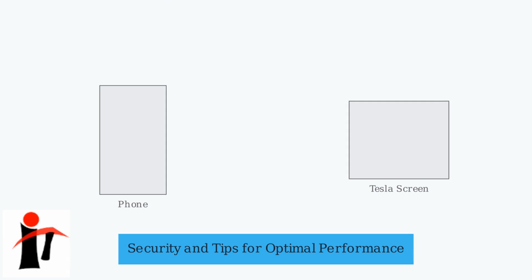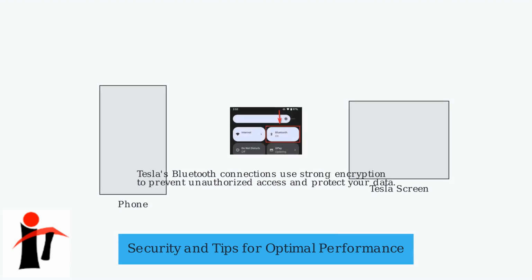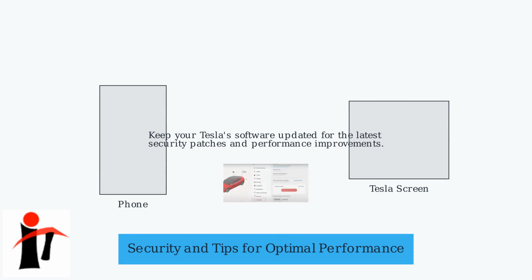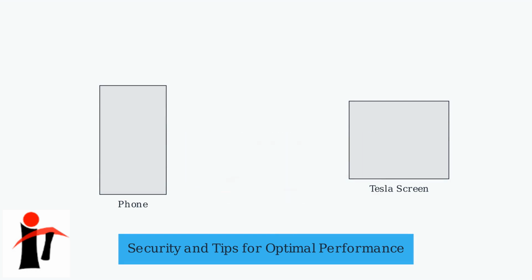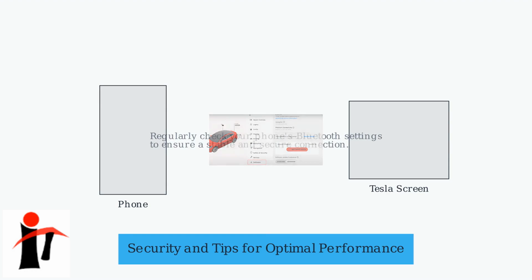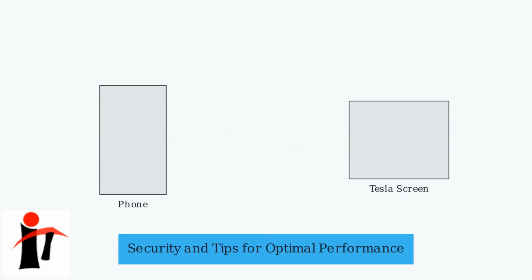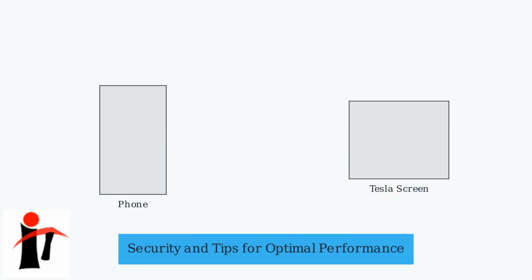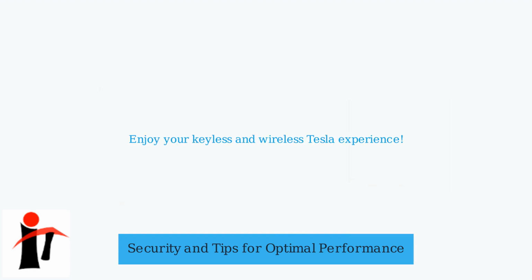Tesla's Bluetooth connections are protected by strong encryption, preventing unauthorized access and ensuring your data remains secure. Always keep your Tesla's software updated to receive the latest security patches and performance enhancements. Regularly verify your phone's Bluetooth settings to maintain a stable and reliable connection. This wireless system provides keyless access that's more secure than traditional physical keys. Enjoy your keyless and wireless experience with Tesla's advanced Bluetooth technology.